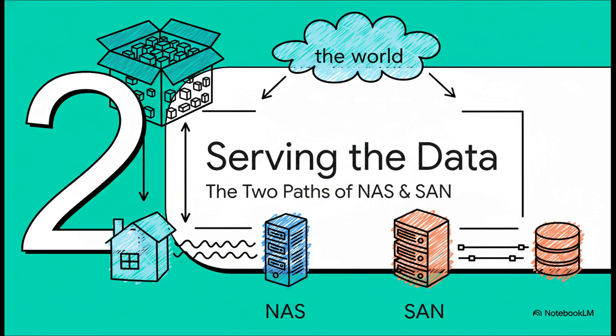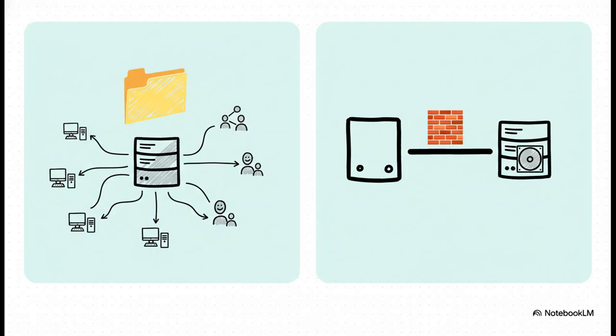So now that we have this logical container for our data, how do we actually get it to the people and the applications that need to use it? Well, that brings us to the two main highways for serving up data, NAS and SAN. And this right here really shows the fundamental difference.